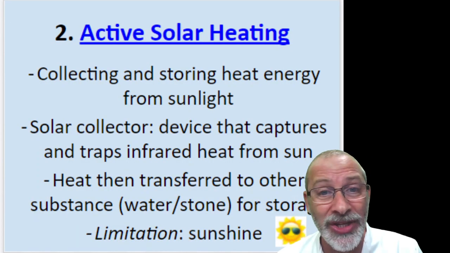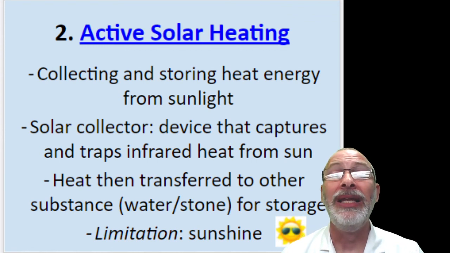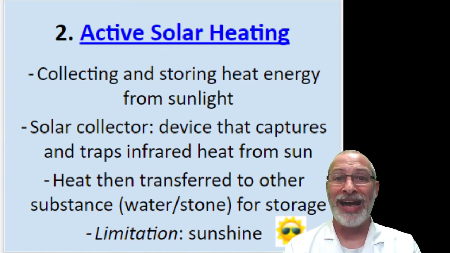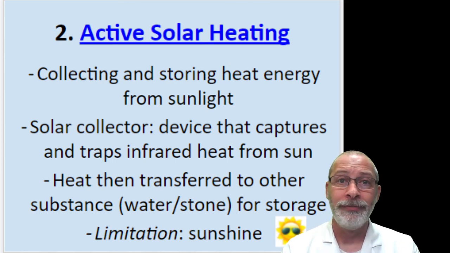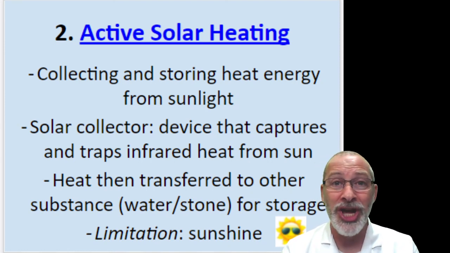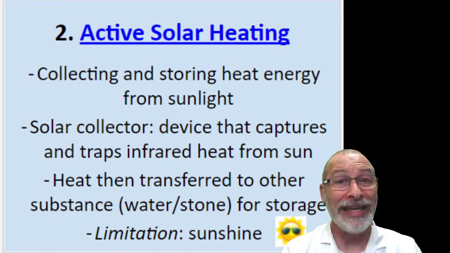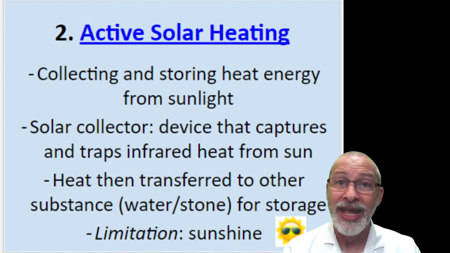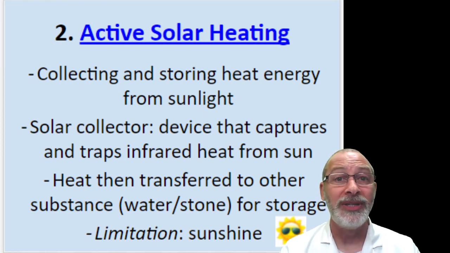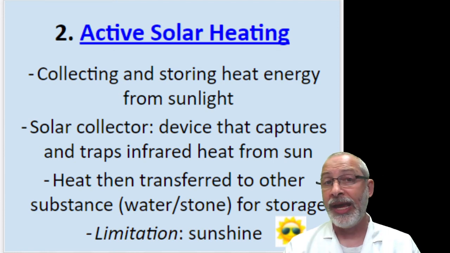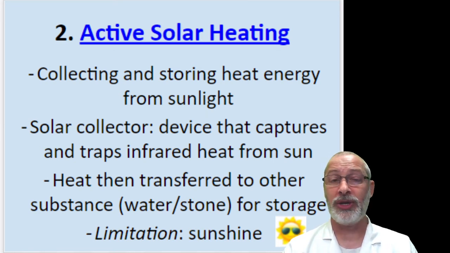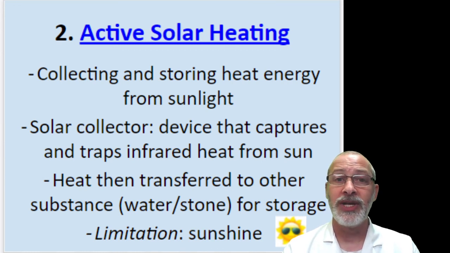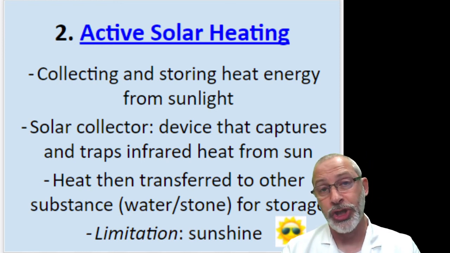Now, just like passive solar heating, there are limitations, obviously, with active solar heating. And the limitations, as you can imagine, are sunshine. When the sun isn't shining, then there is no more input of heat energy into the active solar heating unit. And eventually that heat energy will dissipate once it is used. And you want to maximize the efficiency so that it can be used for longer periods of time. But obviously, a limitation is lack of sunshine.